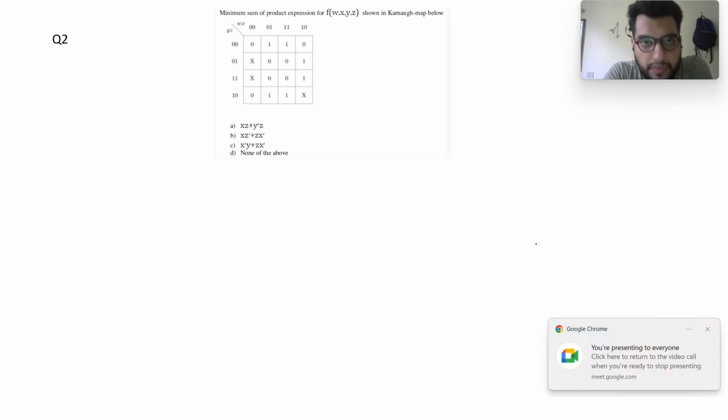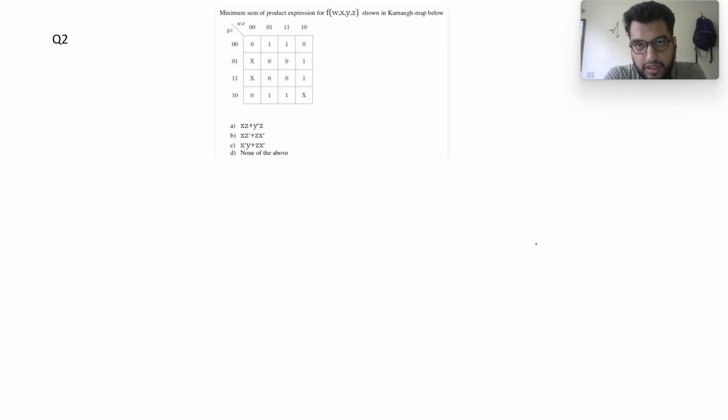Question number 2 states: the minimum sum of product expression for f of w x y z shown in the Karnaugh map below is. So we have to find the minimum sum of product, that is SOP form, expression for the given K map. It's also a 4 variable K map, but see here YZ is given on the left hand side, that is they are the MSBs, and WX are given as the LSBs. This is a trick in this question basically. Otherwise, it's a pretty simple question.